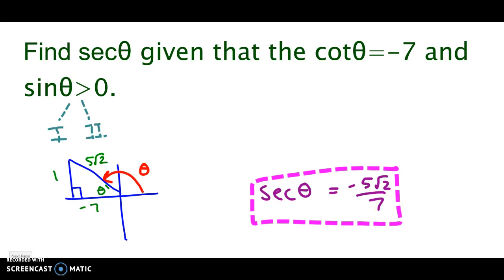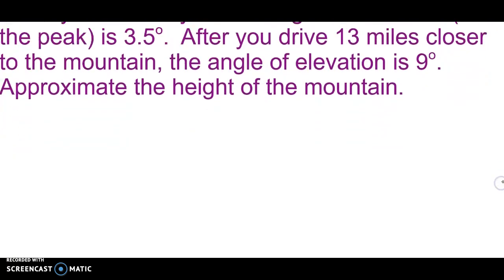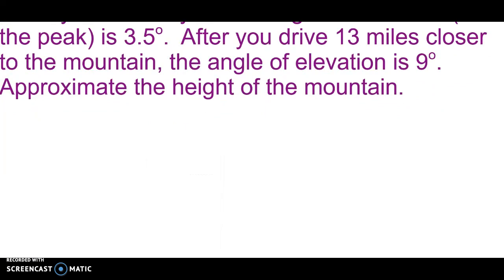All right, next example. In traveling across flat land, you notice a mountain directly in front of you. Its angle of elevation to the peak is 3.5 degrees. After you drive 13 miles closer to the mountain, the angle of elevation is 9 degrees. Approximate the height of the mountain. So just to make sure that we're all on the same page in terms of what this looks like, let's draw the picture together and then I'll let you solve it.